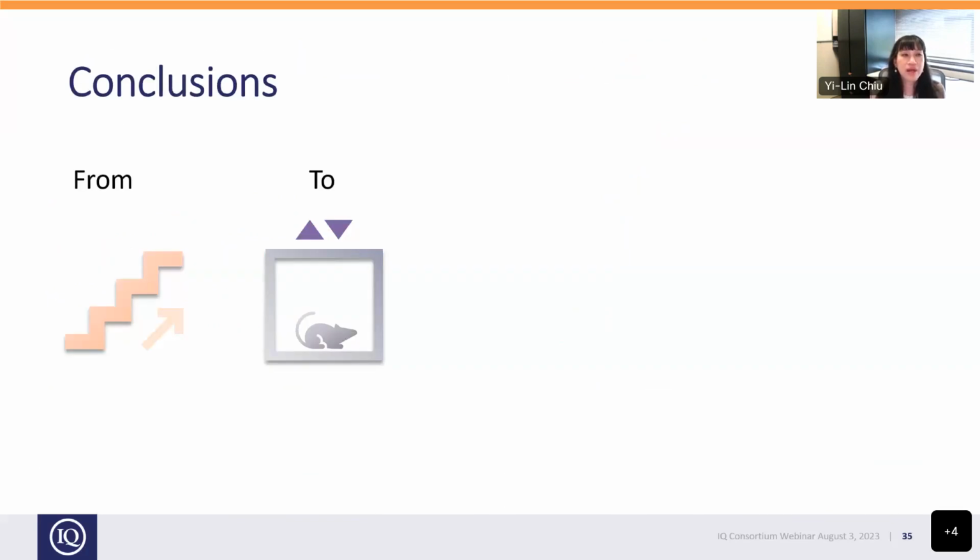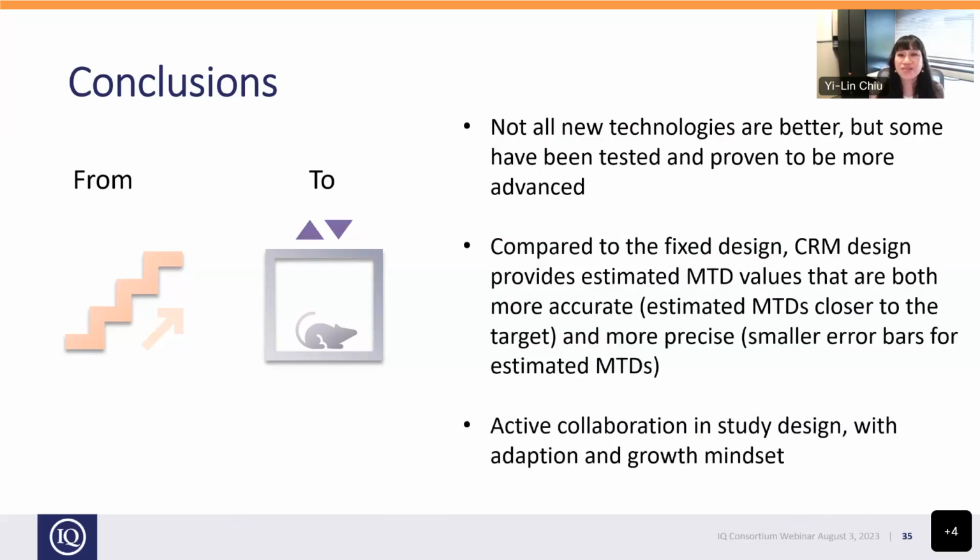So in conclusion, what I want to say is not all new technologies will be better, but some have been tested and proven to be more advanced, right? So I kind of use a metaphor from climbing the stairs versus taking an elevator. The initial icon had certainly humans in the elevator, but I replaced humans by a mouse, just to fit into the context of this presentation.